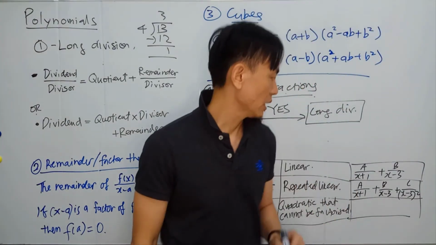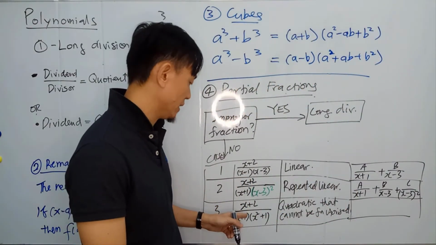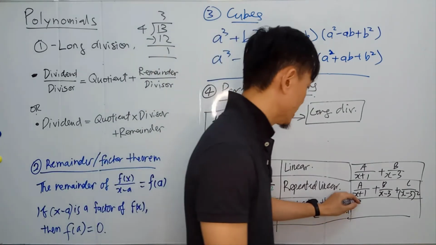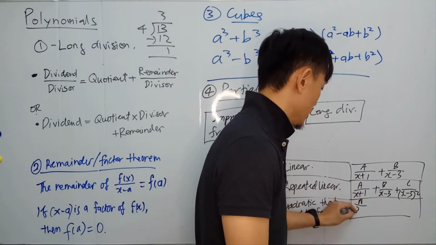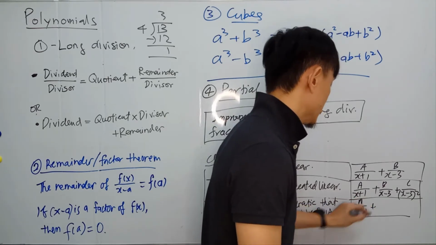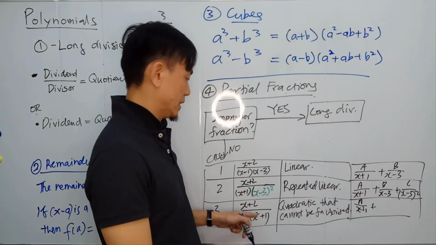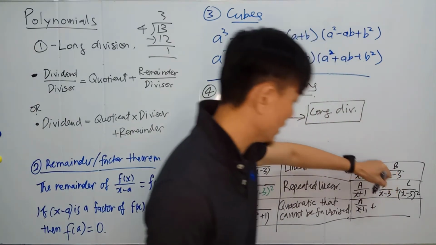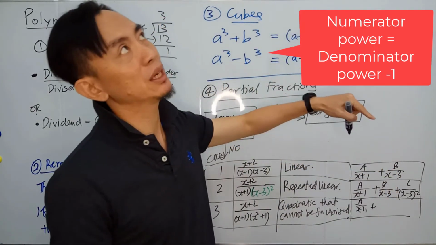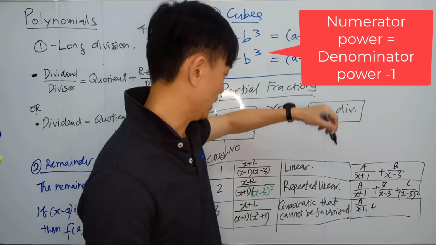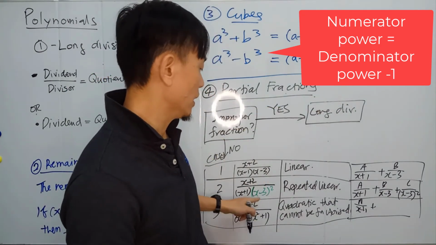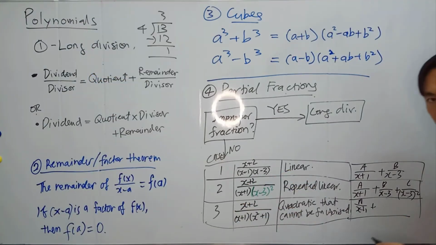Okay. Finally, we have this quadratic that cannot be factorized. This x plus 1 is going to give us this a over x plus 1 plus this one is going to be by itself, but it's going to be, remember, the numerator power is always 1 less than the denominator. So this is a square here, x squared. In your numerator, you're going to have x. You're going to have linear in the numerator, so that means this is bx plus c over x squared plus 1. Yeah, and then you carry on and do your partial fractions. Right?